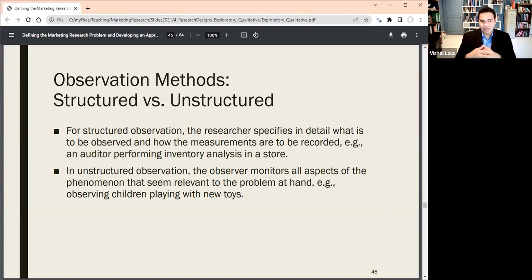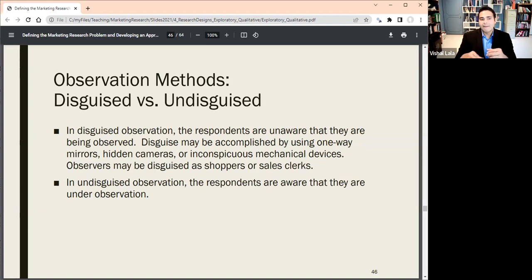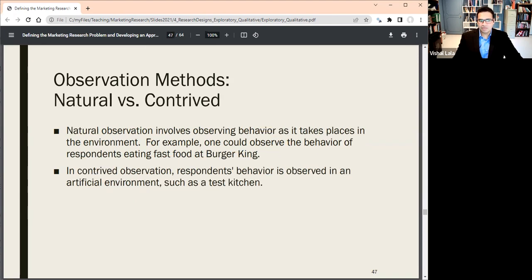There are structured observation methods where the researcher has clearly defined what they're looking for. In unstructured observation, what is to be observed hasn't been clearly described. In disguised observation, the respondents are unaware they're being observed, for example, cameras or recording devices that are tracking what people are doing without their knowledge. In undisguised observation, the respondents are aware that they're being watched.